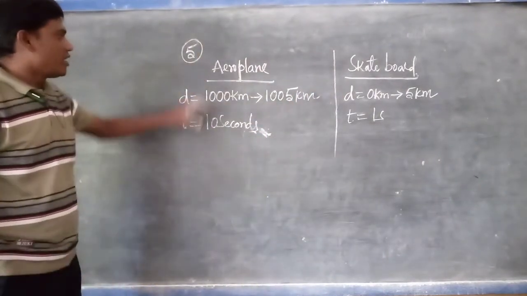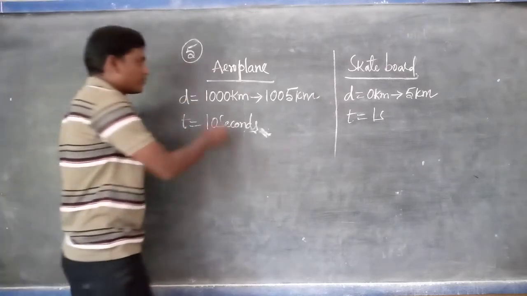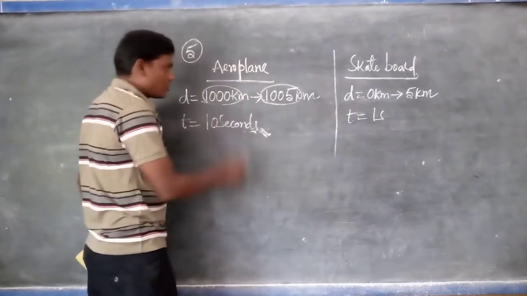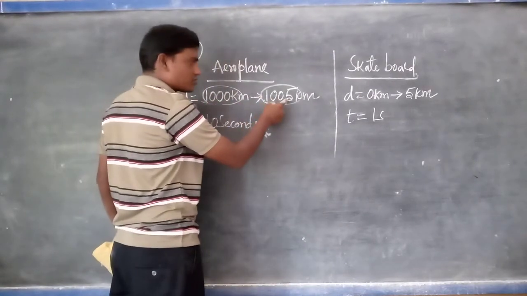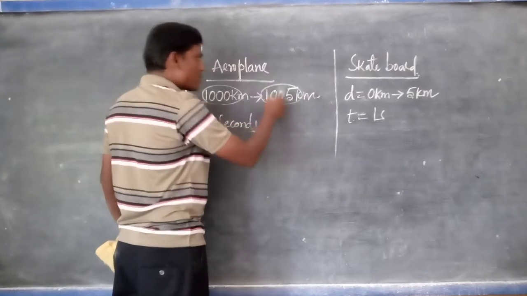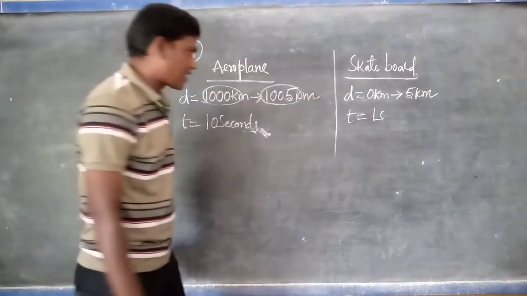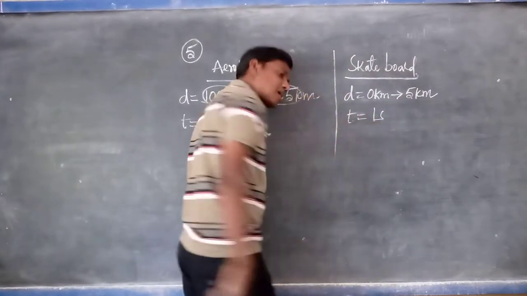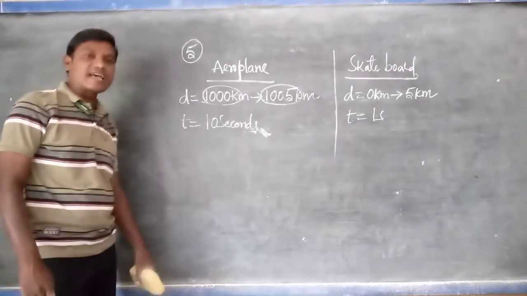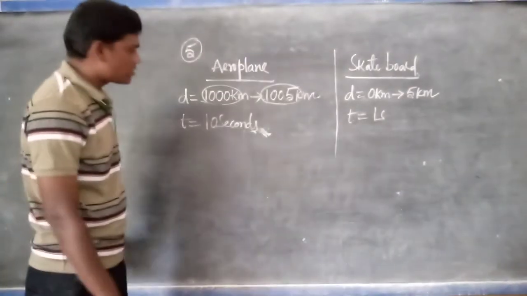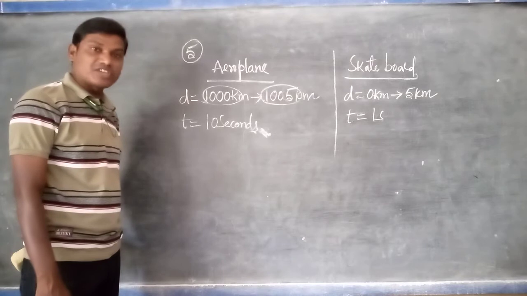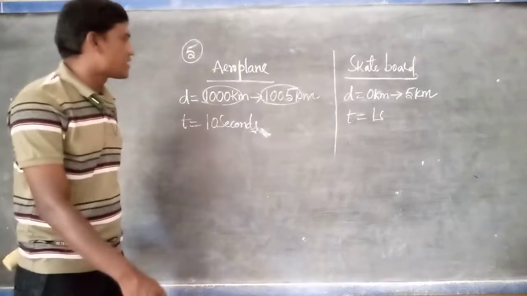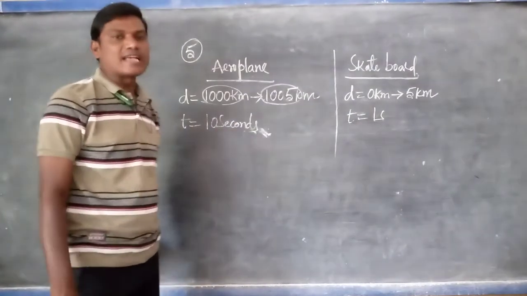Listen very carefully. The aeroplane's starting value is 1000, the initial distance, and the final distance is 1005. So the aeroplane covers 5 kilometers in 10 seconds. But the same 5 kilometers is covered by the skateboard in 1 second. Among the two, which has more acceleration? You know acceleration is the rate of change of velocity, velocity by time. So which one has greater acceleration?